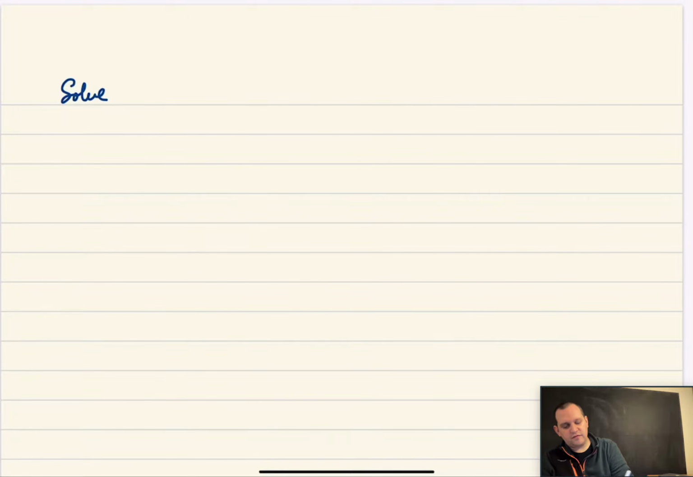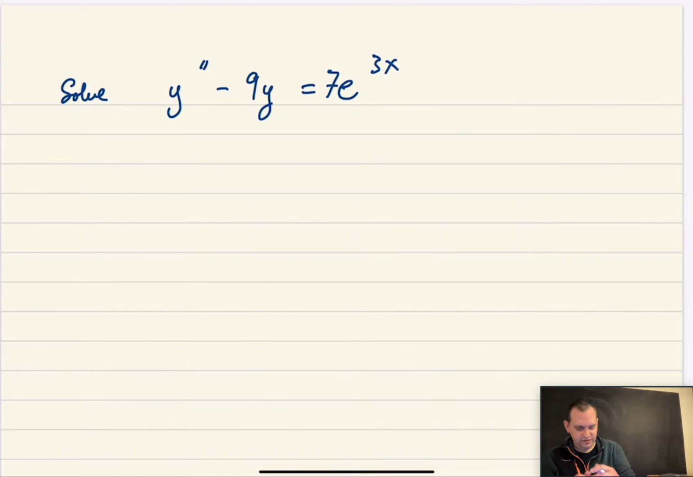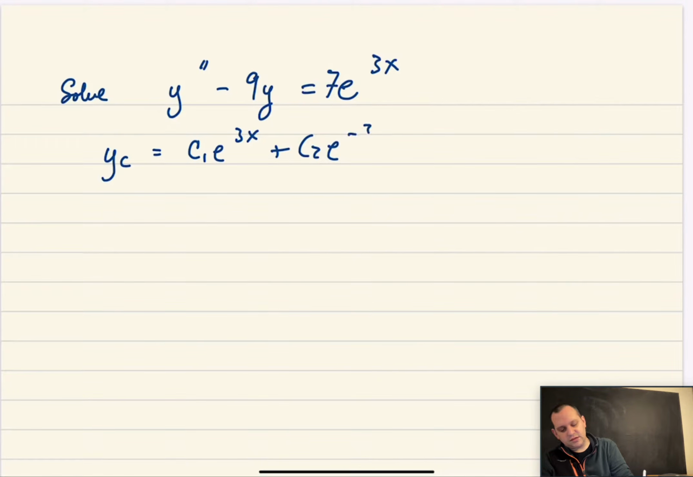Let's solve y double prime minus 9y equals e to the 3x. If you want, this could be 7e to the 3x or whatever constant you want to put in front. But I just want to do a constant times e to the 3x. Now, when we look at the complementary solution, we're going to end up with c1 e to the 3x plus c2 e to the negative 3x, because if this right side is 0, let me just zoom in on this part here.